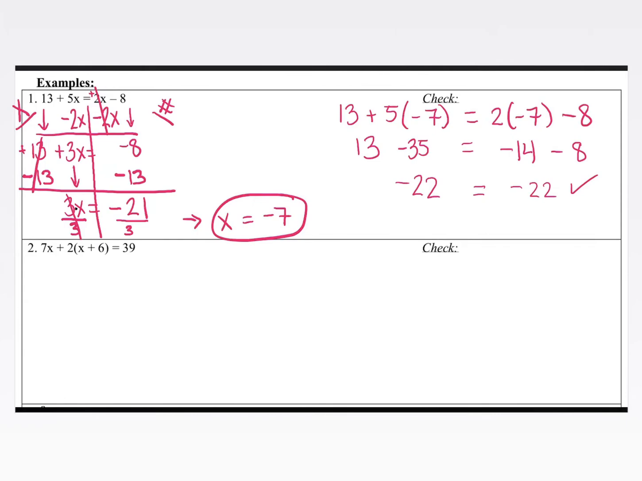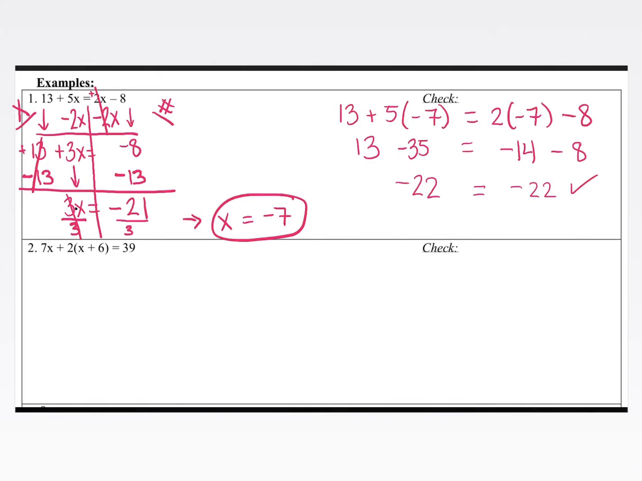Moving along to number 2, we have 7x plus 2 times the quantity x plus 6 equals 39. Now, I'm a real stickler with my students. They usually say 2 open parentheses, x plus 6 close parentheses, but really it's 2 times the quantity. That tells you that we're dealing with parentheses here. It's this entire quantity of x plus 6. So make sure we deal with that.